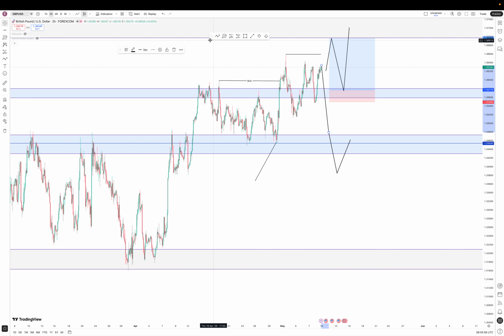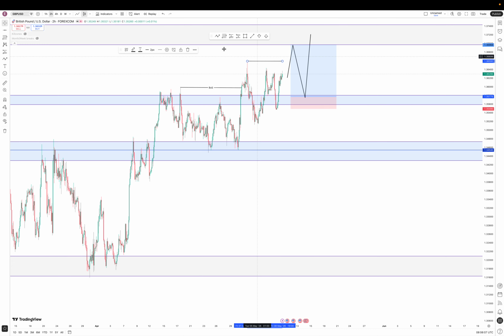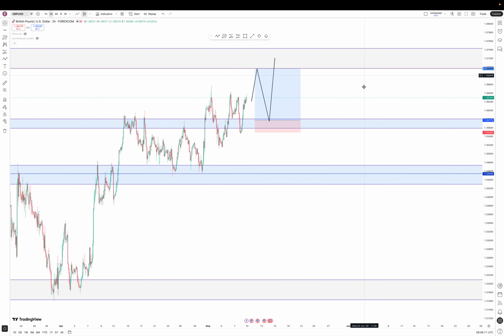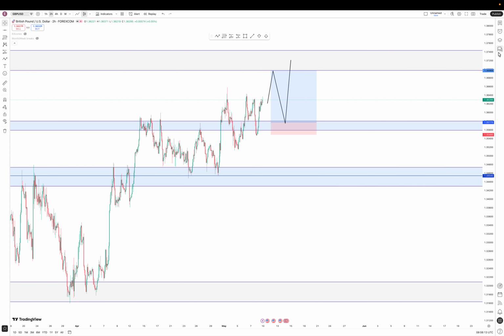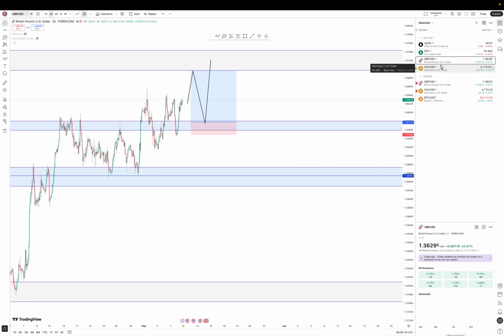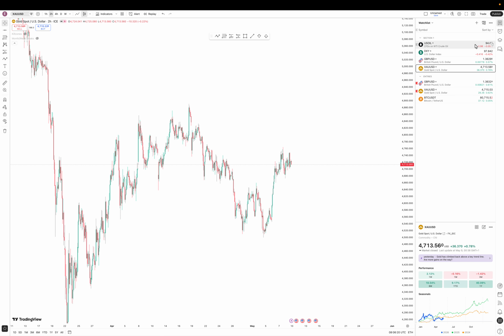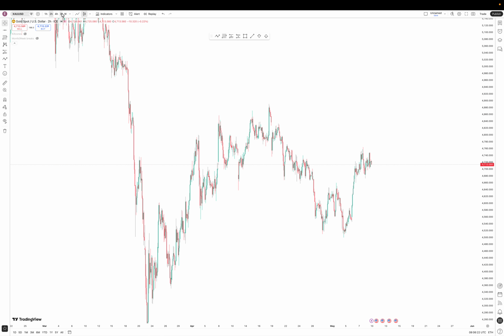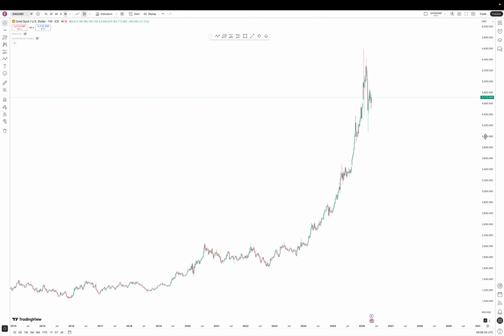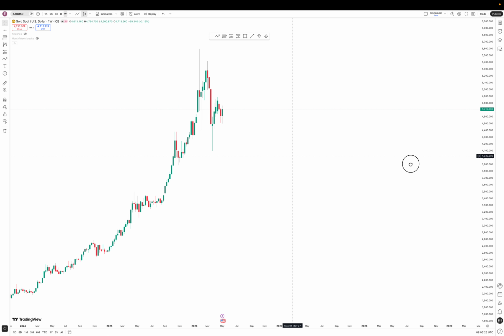Let's move to gold quickly. Let's quickly move to gold. Gold, going to the weekly time frame quickly. So let's see what we have here.